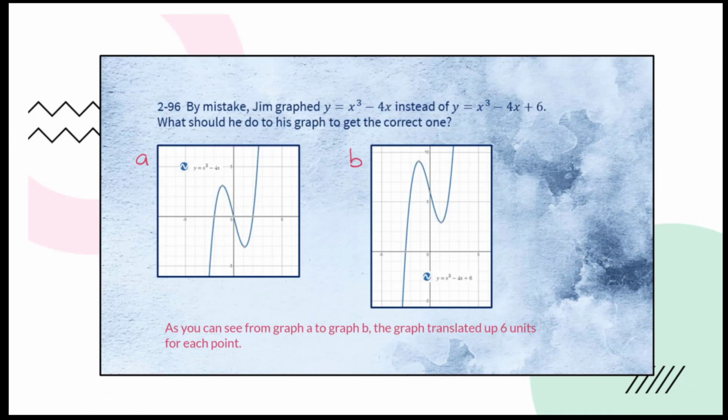Okay, on 2-96, it says, by mistake, Jim graphed y equals x to the third minus 4x. That is what you see here. And then instead of y equals x cubed minus 4x plus 6. And it says, what should he do to his graph to correct it? All you have to do is translate your graph up 6 units for each of the points on your graph. And that's pretty simple to do. But that's all there is to 2-96.